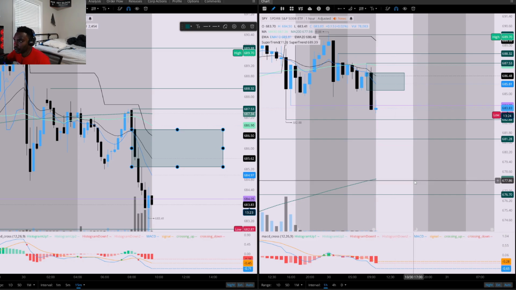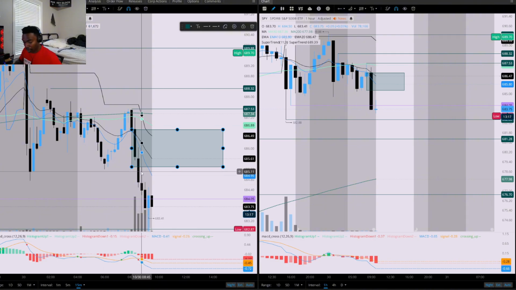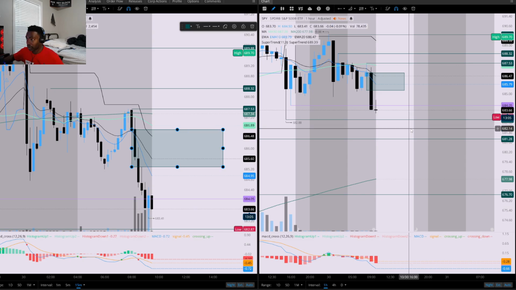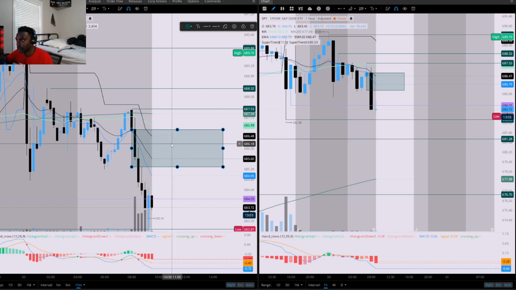I added a fair value gap right here. We'll see how that plays out, if it even gets used. But last thing I do before market opens is my 9:20. We'll just call it 9:20 pre-market analysis. So let's get into that. So it starts with the same thing. Highs and lows are already marked out, so that's good.